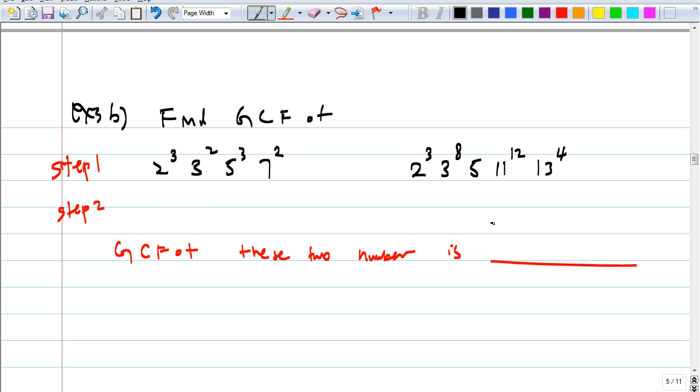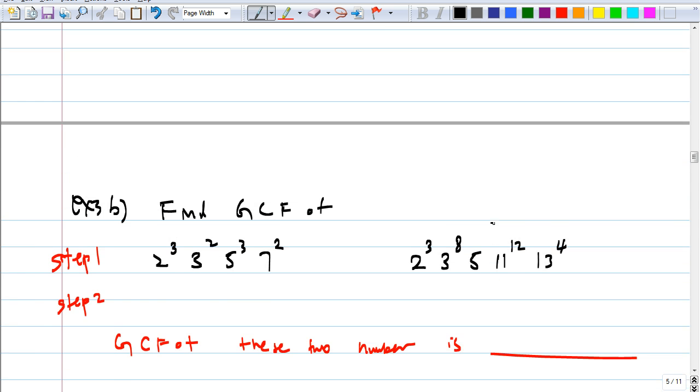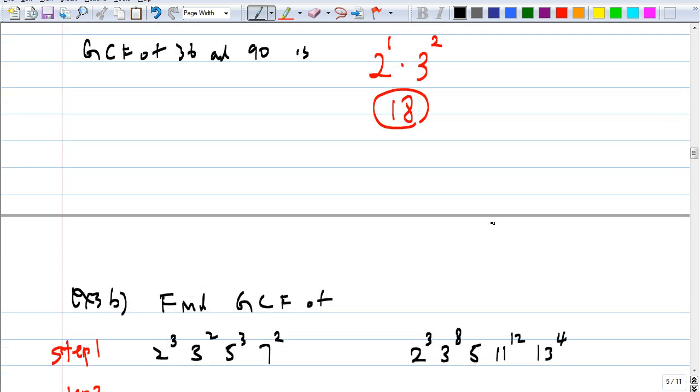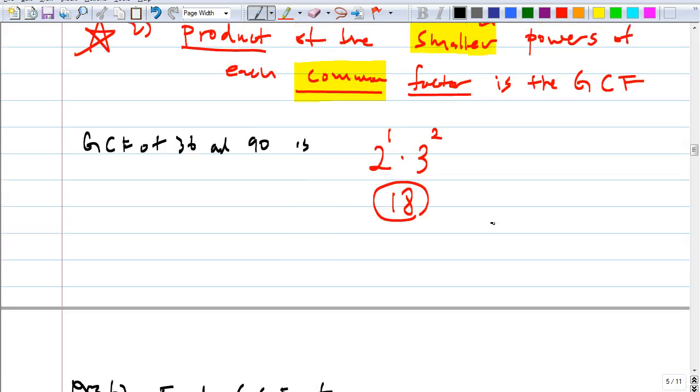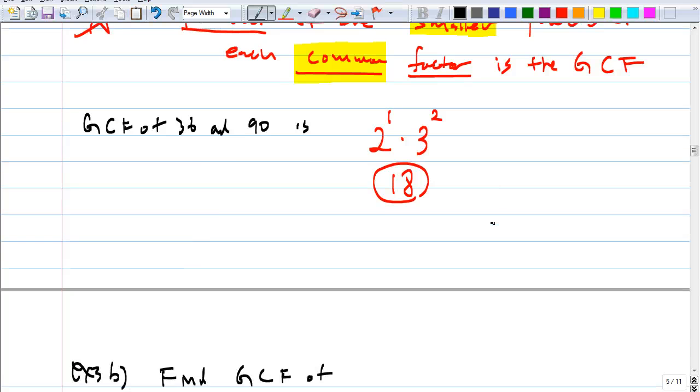Okay, now, so what's our step? Look at step 2. It says to do what? So we did step 1 for you. I did it for you because I didn't want to. Step 2 says to do what? It says product of. So how do you find GCF? Now you need the product. What does product mean? You multiply. What are we multiplying? Common factors.